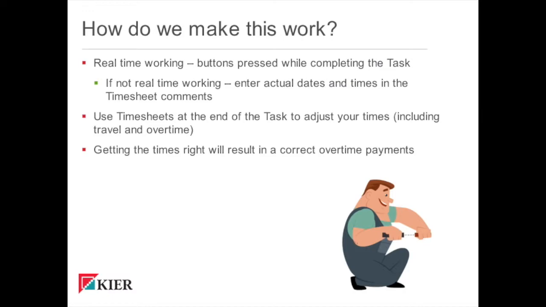If an engineer cannot update a task in real time, they've got to put the real timings in the comment box, either when completing a task or returning it. The timesheet screen at the end of the task will allow the engineer to amend the times to show work times accurately, and this will include overtime work and travel. Line managers will be able to review the real times entered on the tablet and those provided by the engineer on the task. This will determine overtime payments, so it's really important to encourage the engineer to get this right.